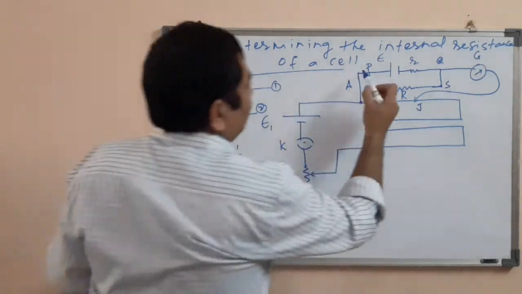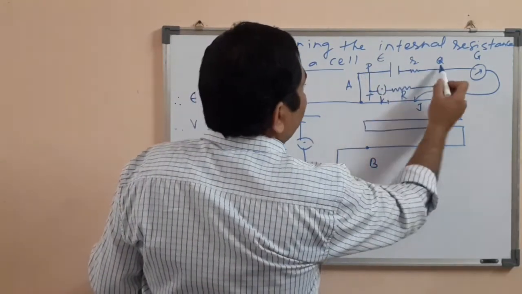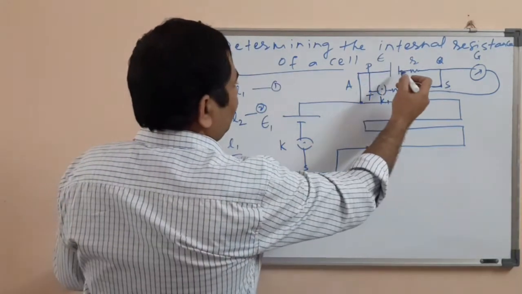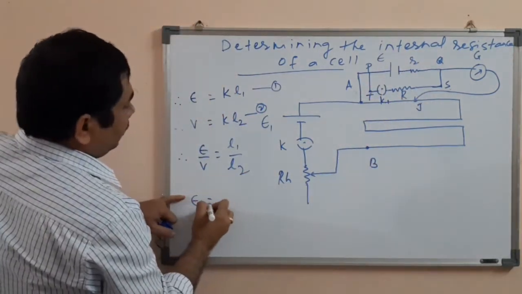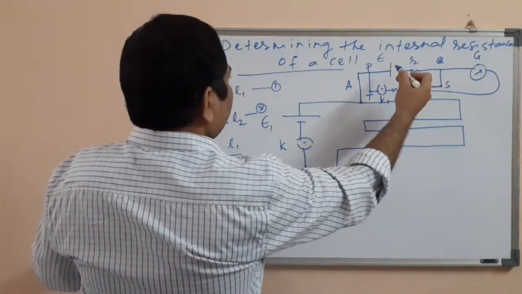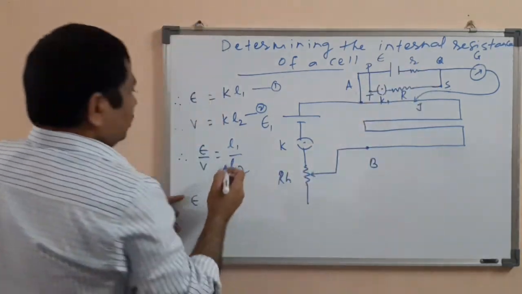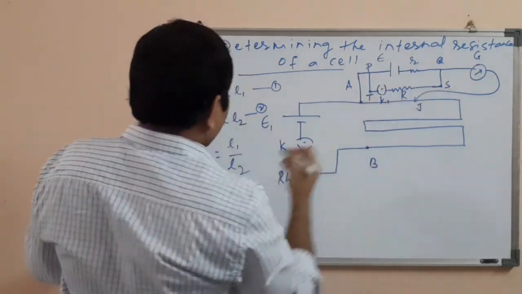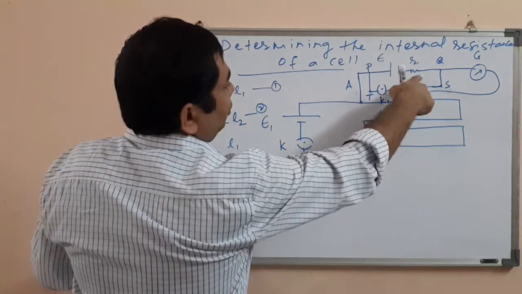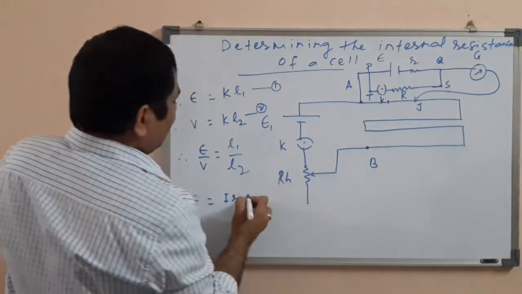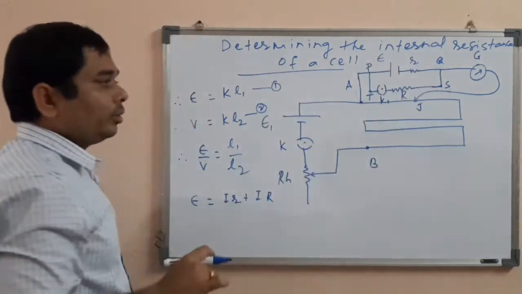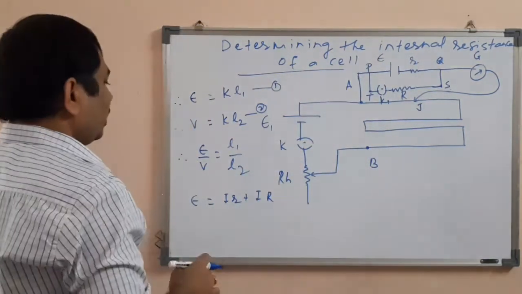Now E is what? See, let us take this loop P, Q, S, T. So here this small e will be equal to what? We are moving against the direction of current, so this will be taken as positive. So this will be equal to I into small r, the potential drop across this one, plus I into capital R, the potential difference that takes place across the resistance R.